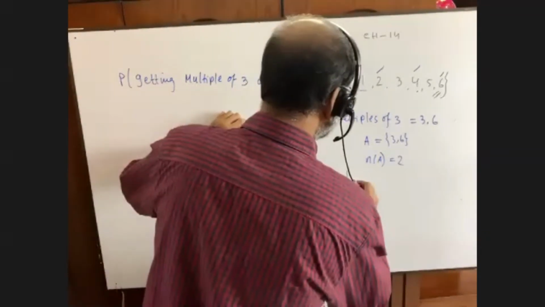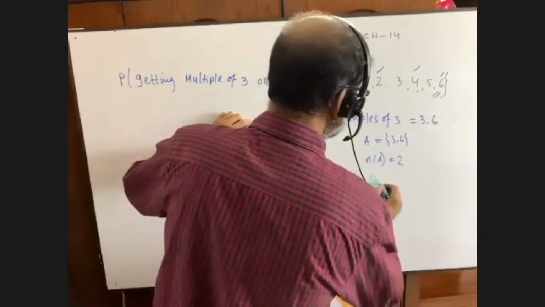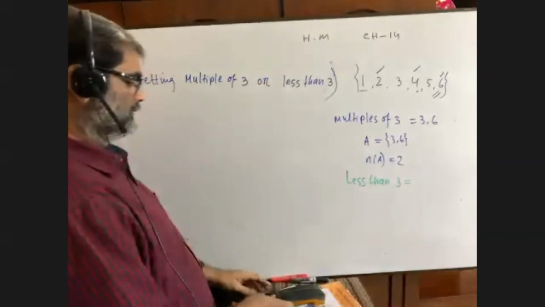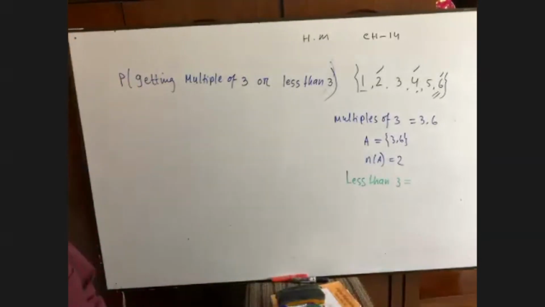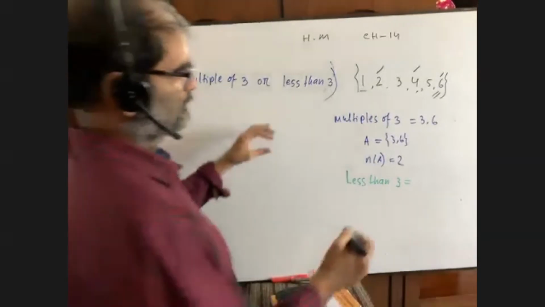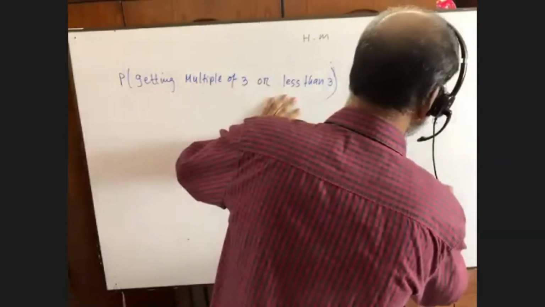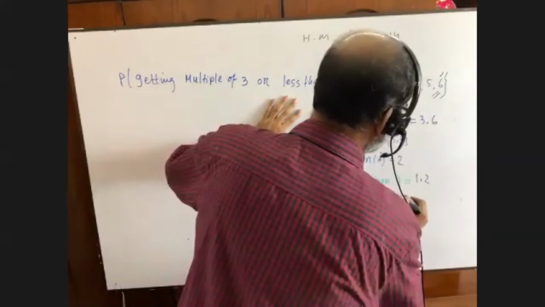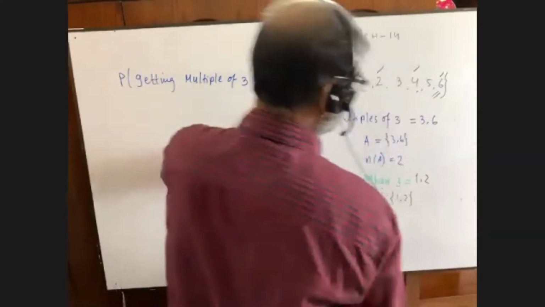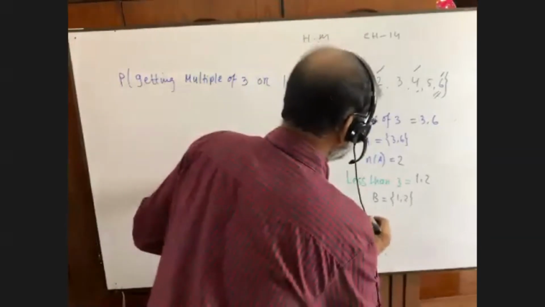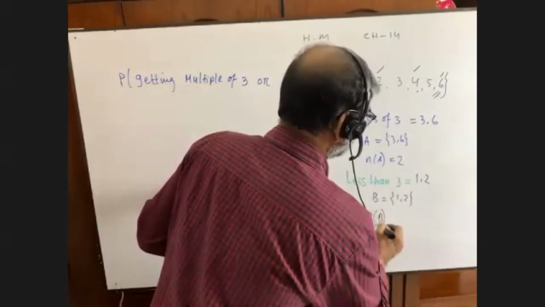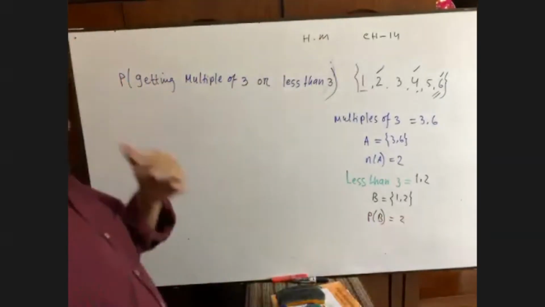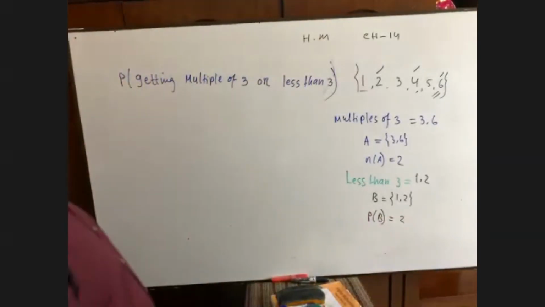Less than 3. Less than 3 equals to what? Less than 3: 1, 2. Suppose you name it B. N of B equals to what? 2. Are you getting me? Yes, sir.